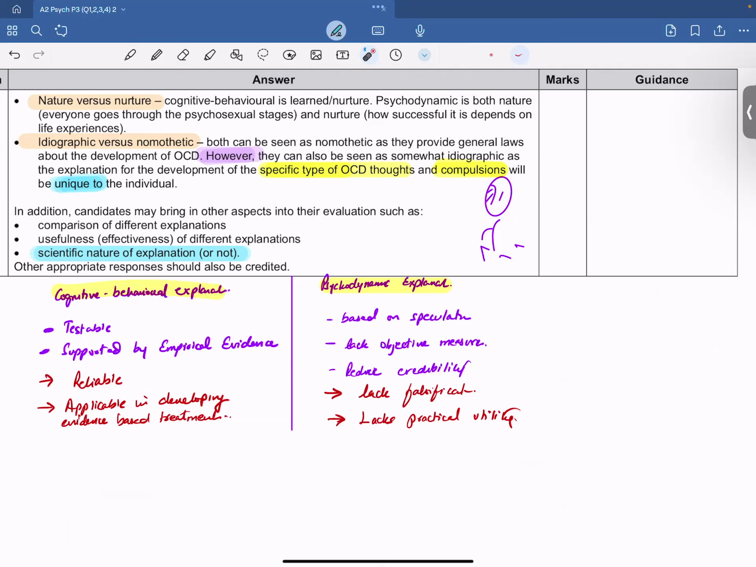Again, integrating individual and situational factors, balancing reductionist and holistic approaches, and recognizing both deterministic and free will elements offer the most comprehensive understanding of OCD. Remember, this question was about the explanations of obsessive compulsive disorder. Effective explanations must also be scientifically valid and practically useful, with cognitive behavioral approaches remaining, you could say, the gold standard in both understanding and treatment.